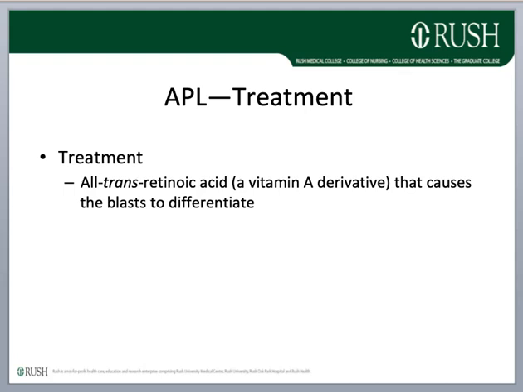I'll touch upon the treatment for APL because it's also unique among the acute myeloid leukemias. The treatment is all-trans retinoic acid, which is a vitamin A derivative, and instead of being cytotoxic, it actually causes the blasts to differentiate. So I'm sure you'll have much more about this in the pharmacology self-study material.